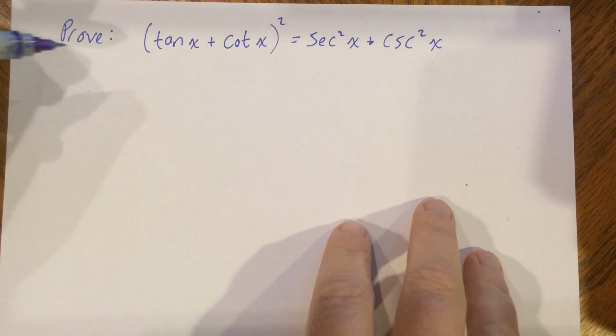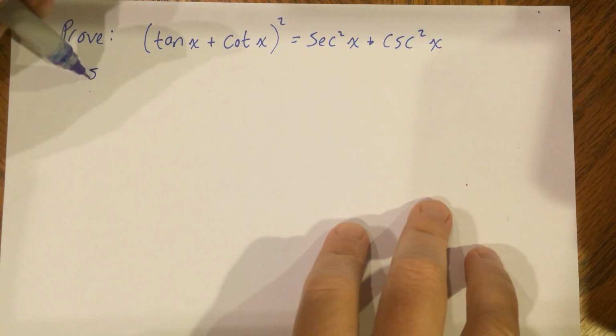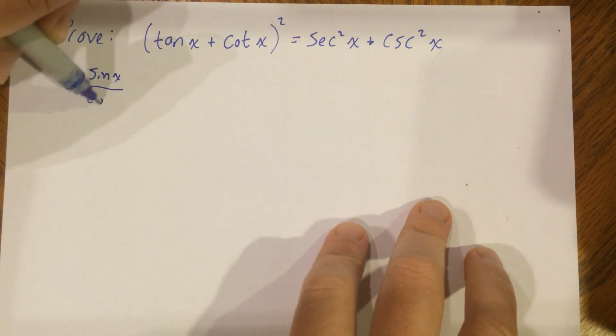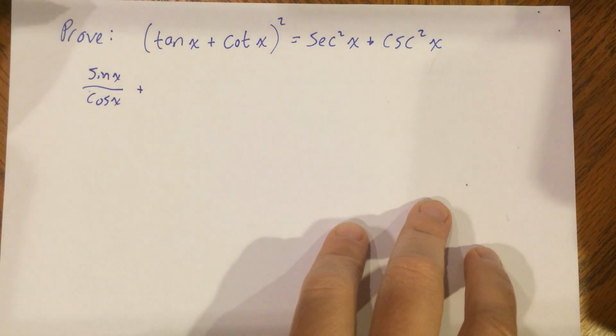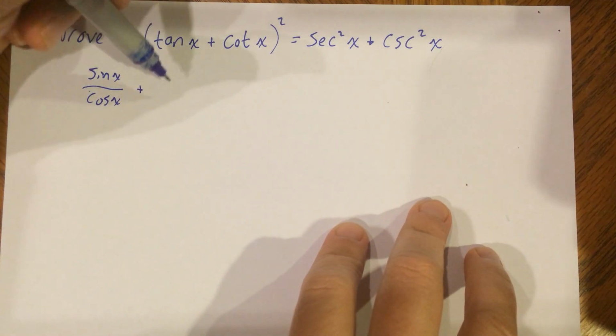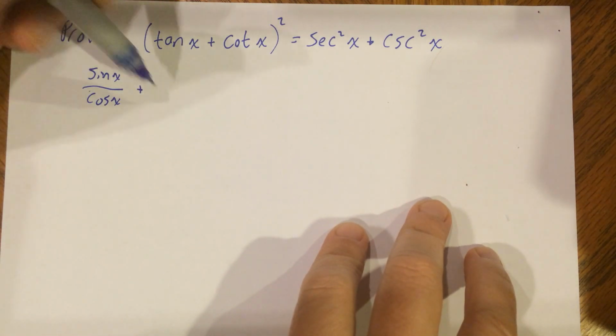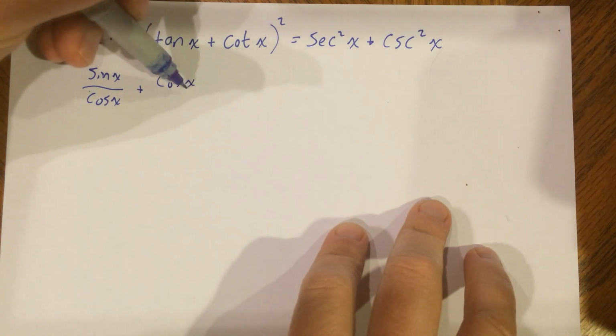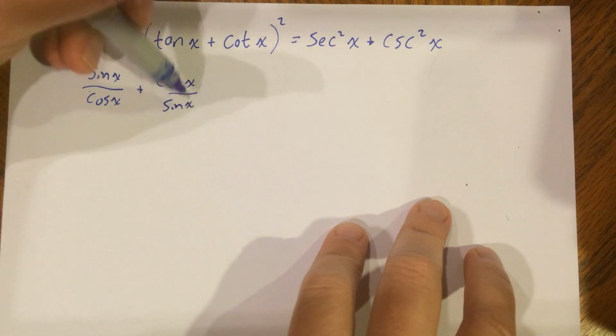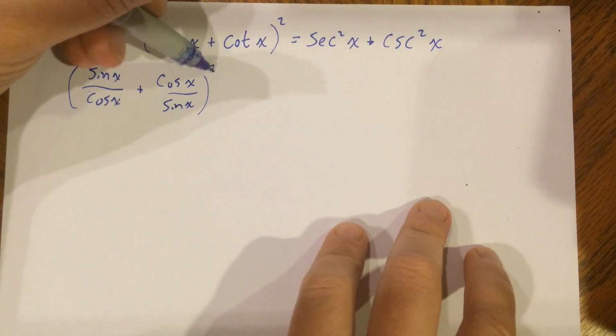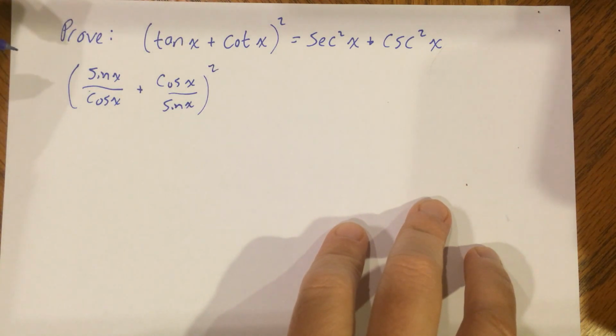And I'm going to break it down to sine and cosine. So tan x is sine of x over cos of x. Cotangent x is opposite. Geez, had to think for a minute. That's still being squared. I'm going to find a common denominator.